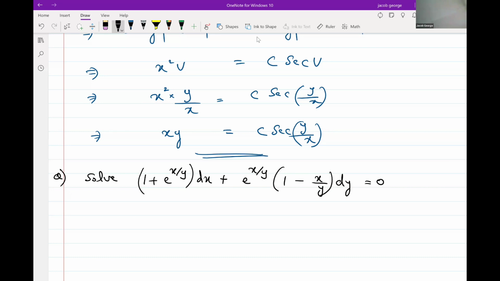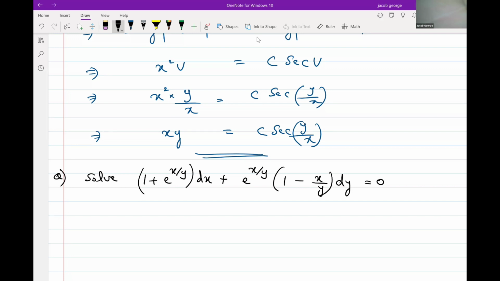This is clearly an x by y form of homogeneous differential equation. So look at the theory. What is the substitution? x by y is equal to v, right? But we have to write it in the form dx by dy is equal to, not dy by dx. Left hand side must be dx by dy. So I take the second term into the right side.